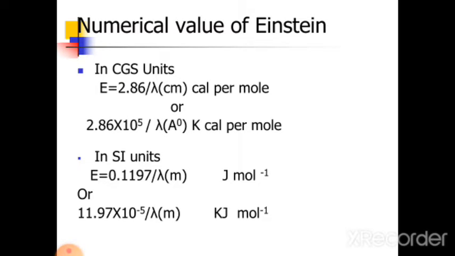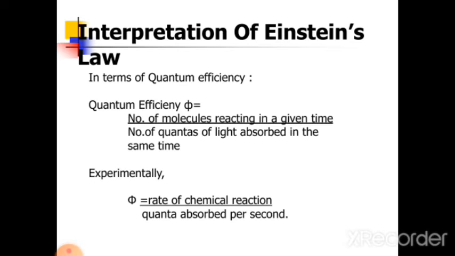The numerical value of Einstein is given below. In CGS unit, E is equal to 2.86 into 10 power 5 divided by lambda in angstrom, kilocalorie per mole. In SI unit, E is equal to 0.1197 divided by lambda joule per mole, or 11.97 into 10 power minus 5 divided by lambda kilojoule mole inverse. The interpretation of Einstein law.